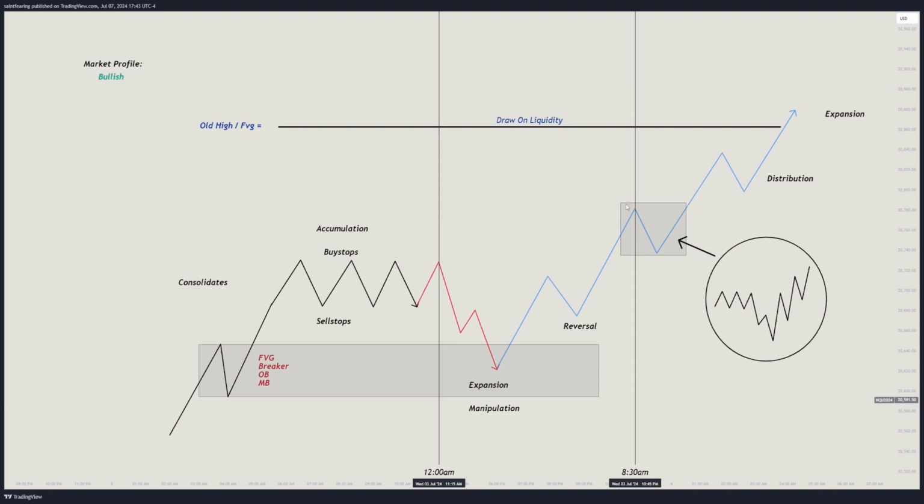So let's imagine 8:30 to 9:29, 9 o'clock is accumulating. 9:30, looking for a turtle soup, being the end of the manipulation to catch the next distribution. So that's essentially how we can incorporate that, and it adds probability when we are playing in line with higher time frame structure with the clear drawn liquidity higher.